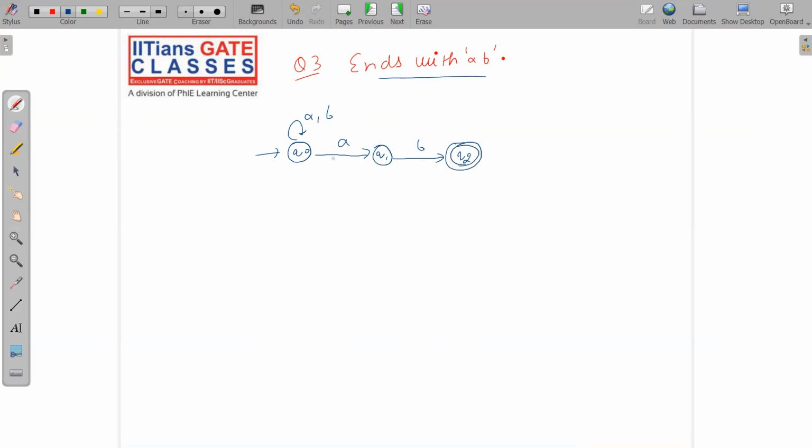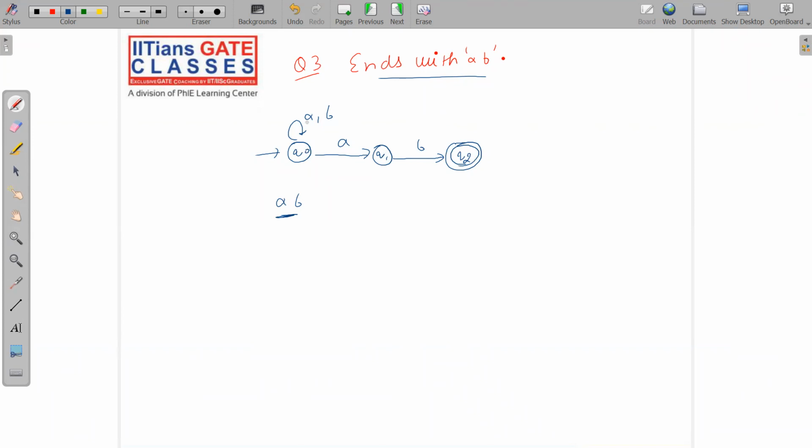So the NFA is completed. I hope I do not need to give you an explanation for this. The NFA is completed. You try to convert it into a DFA. Why is the NFA complete? The smallest string ending with AB is AB. So AB will lead to Q2. Starting from the initial state, A and B will lead to Q2.